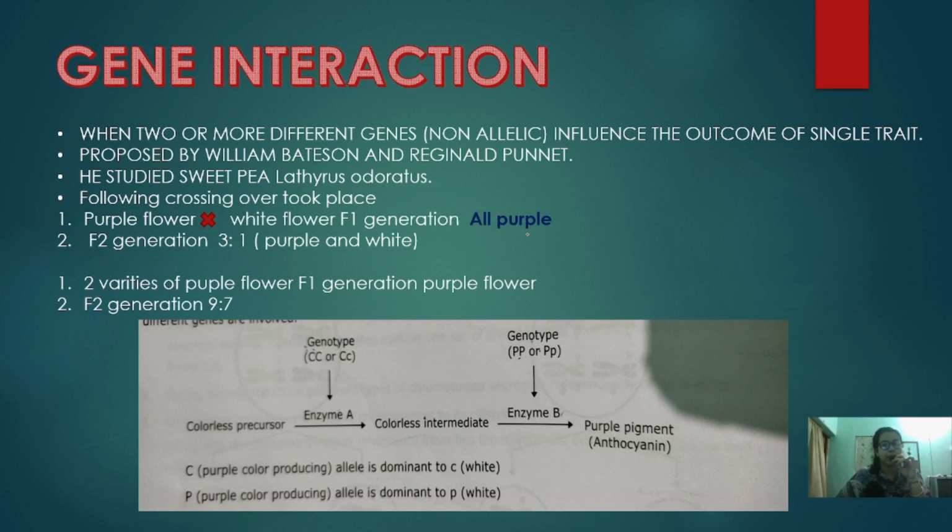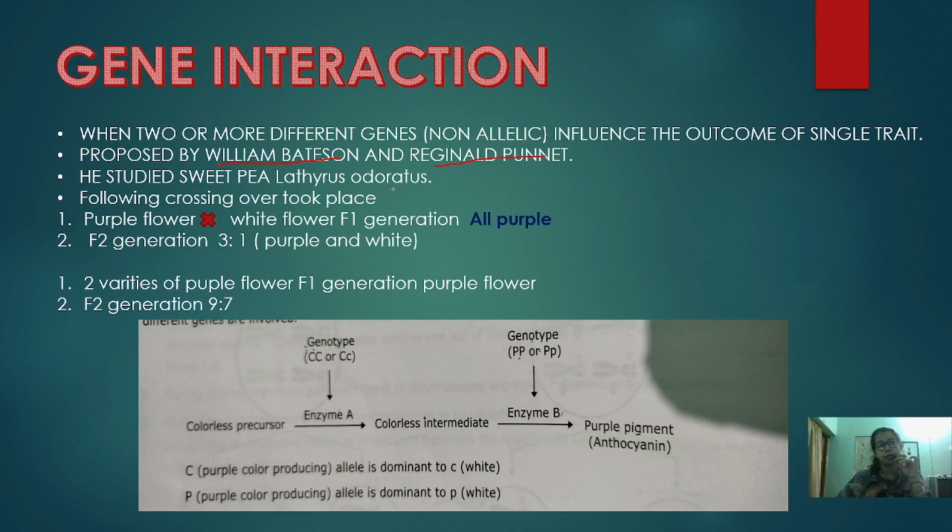What I was trying to convey is that when two or more different genes, that is non-allelic, influence the outcome of a single trait, this is gene interaction. Here, these capital C small c and capital P small p will work together for the single trait. This gene interaction was proposed by Sir William Bateson and Reginald Punnett.